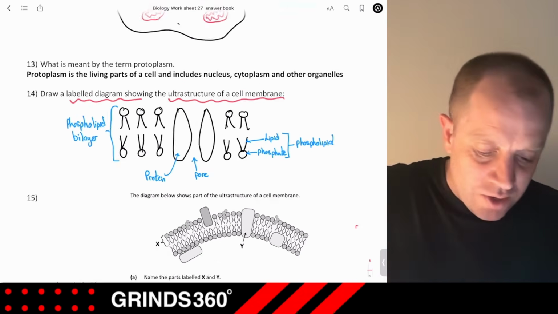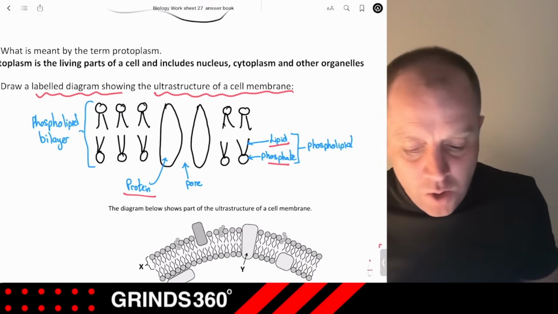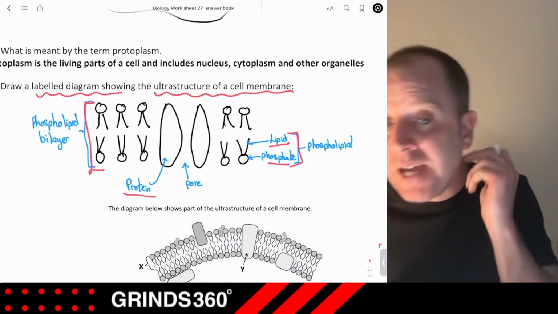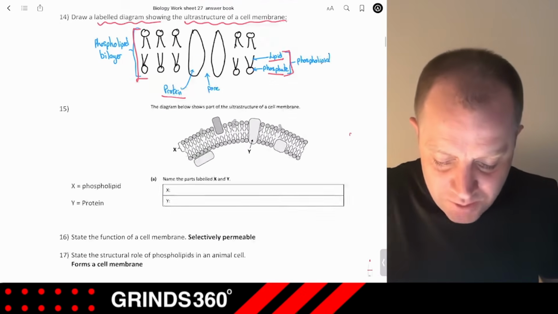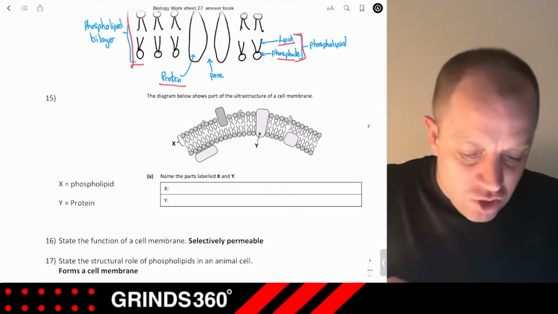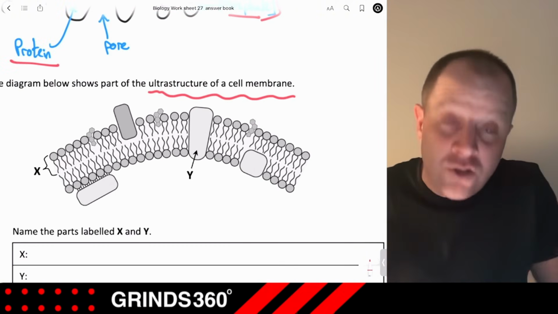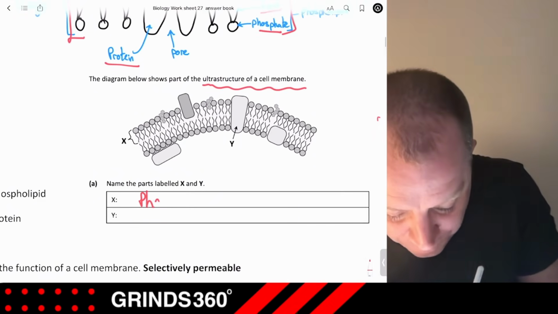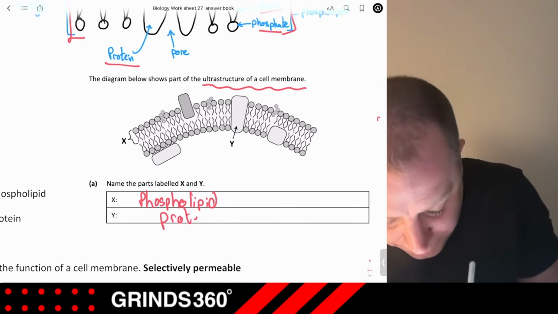We just drew that earlier. So, you got your phosphate head, your lipid tail, you got your protein. And that there is a phospholipid, and that there is a phospholipid bilayer. They generally don't ask you to label the bilayer, but just in case. Now, if we then go down here, this is a more recent question. It says you're looking at the ultrastructure of a cell membrane. So if you're looking at a cell membrane like that, you're using an electron microscope. So what's X? X is the phospholipid. Y, what's Y? Y is the protein. Brilliant.